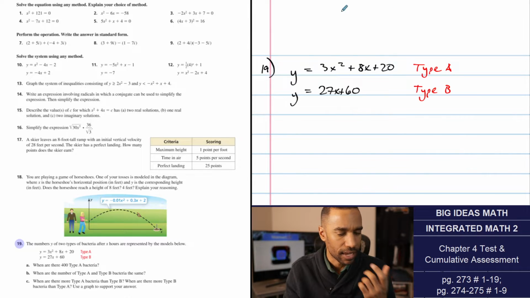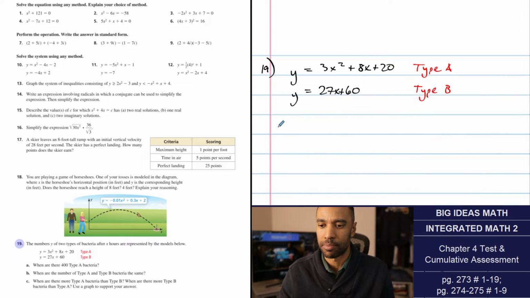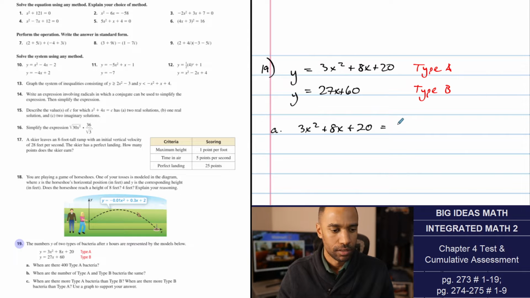When are there 400 type A bacteria? What's x? x hours. So how many hours do you have 400? This is the population, the numbers of two types. So for type A, I want to find out when 3x squared plus 8x plus 20 equals 400.